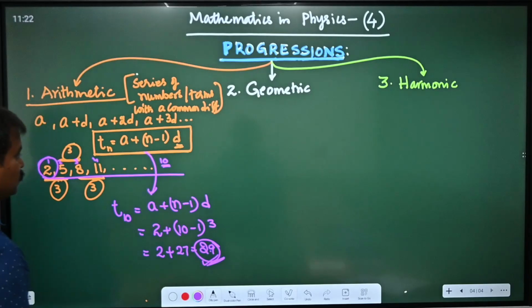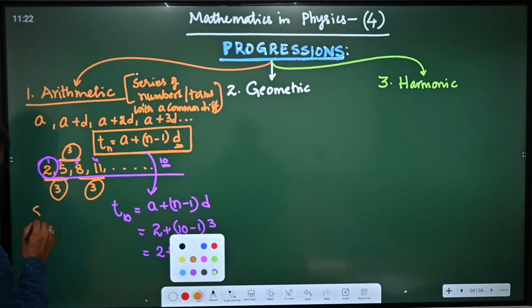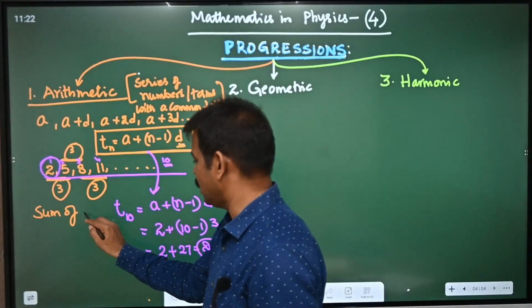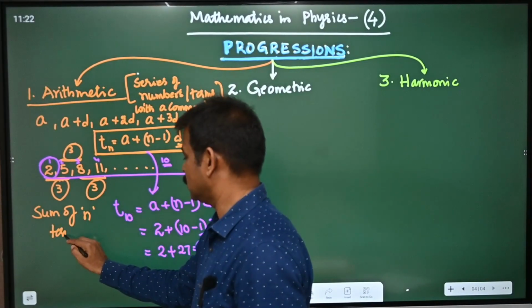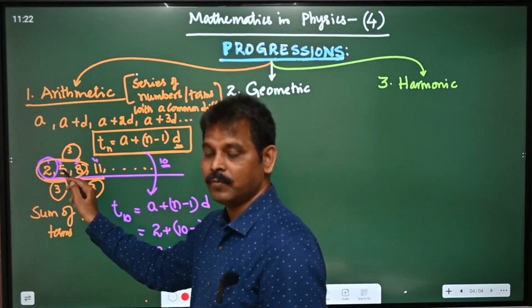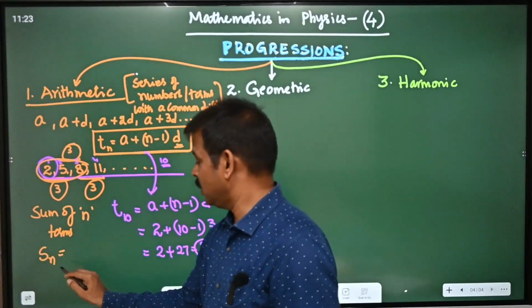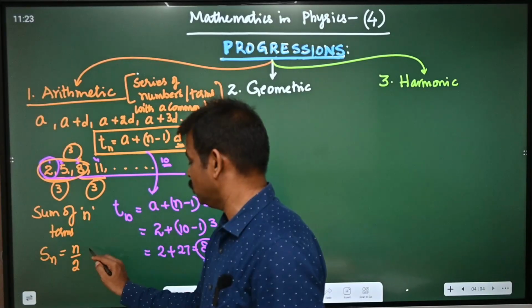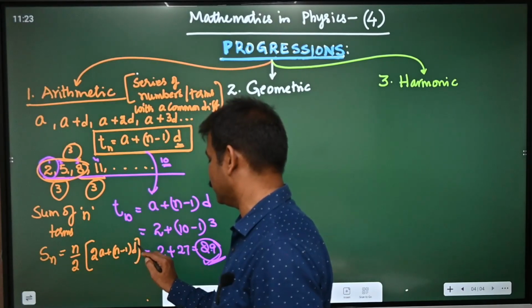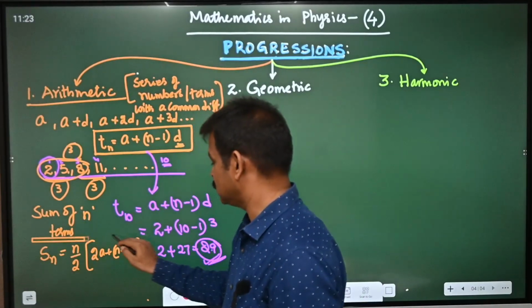The second one, sum of n terms. How to find the sum of n terms in arithmetic progression? Suppose if you are adding these three, you will get 5, 10 plus 5, 15. But how to get the sum of n terms? Sn, sum of n terms, is n by 2. You know this formula. 2a plus n minus 1 into d. This is how you can find out the sum of n terms in this series.